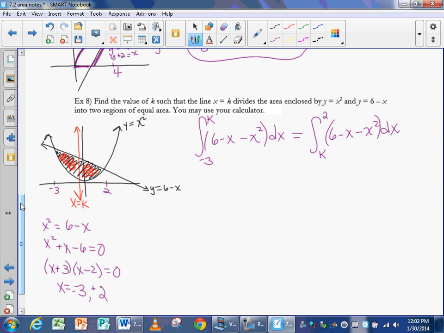That's one way to look at it. But the problem is I have k's on both sides, and that's kind of annoying. So option 1 is to set this up and go from here. But I'm going to give you an even better option. Option 2 is to say I still want the area from -3 to k. I want that left part, this thing right here, to be half of the whole thing.